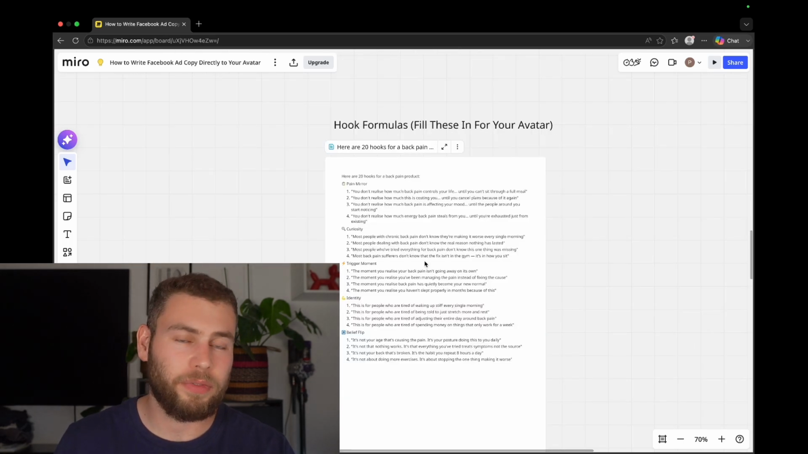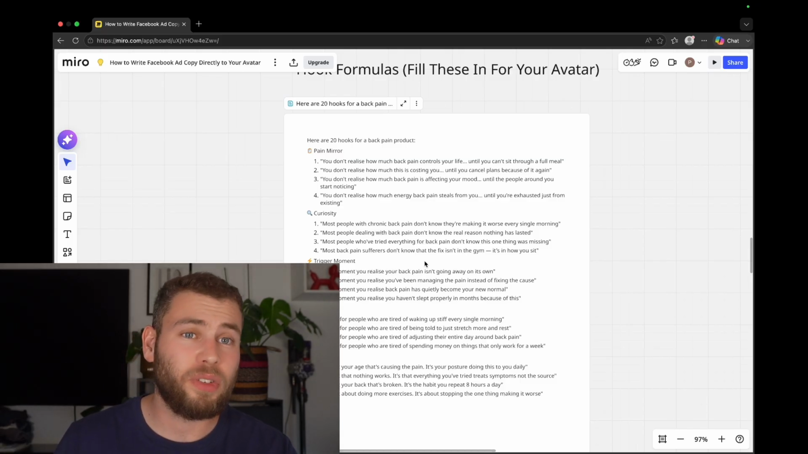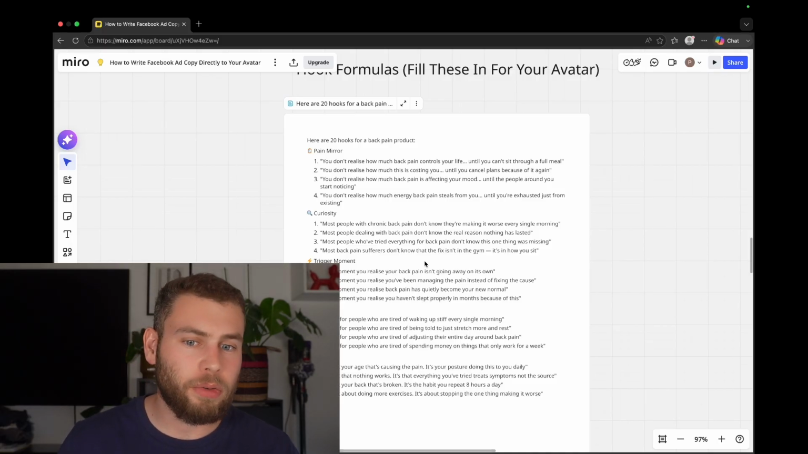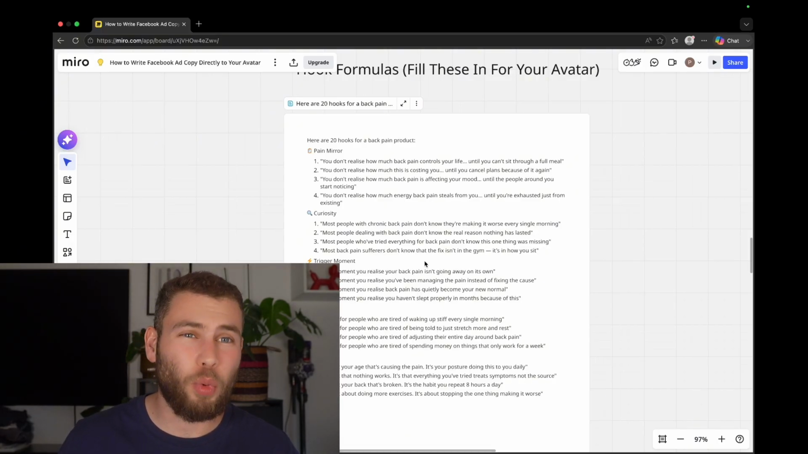Now here are 20 hooks for a back pain product that we've got. You don't realize how much back pain controls your life. You don't realize how much this is costing you. You don't realize how much back pain is affecting your mood. This is going to paint the mirror of what they're having in their day-to-day lives. Then we want to have some curiosity angles. Most people with chronic back pain, these are more stat-like. Most people dealing with back pain. Most people who have tried everything for back pain don't know this one thing was missing.